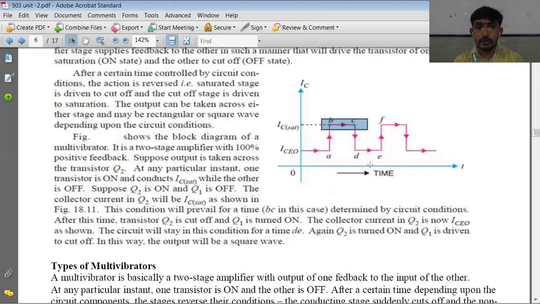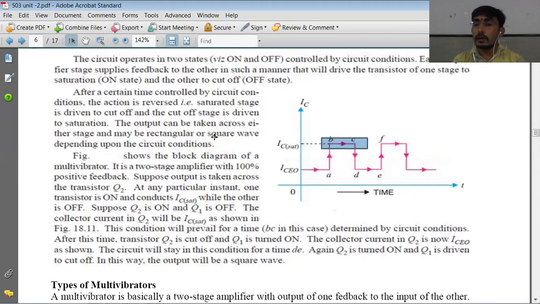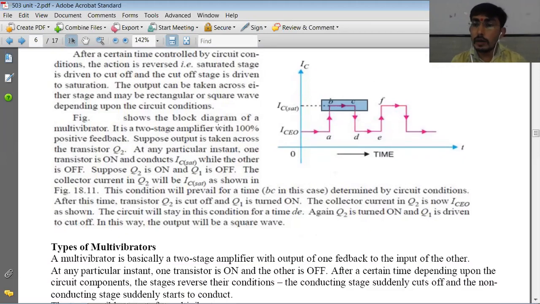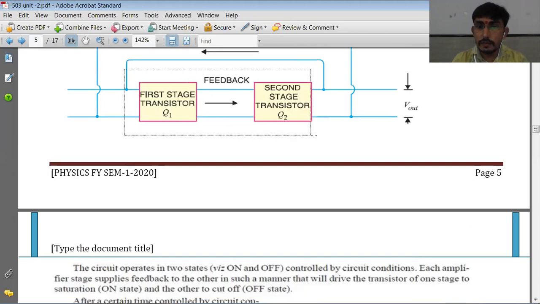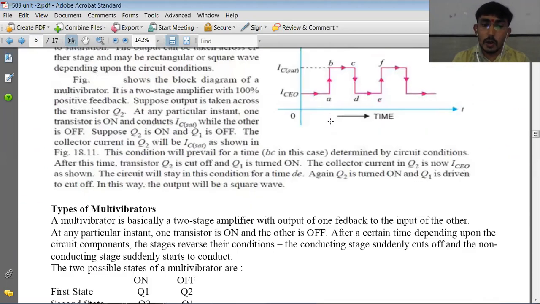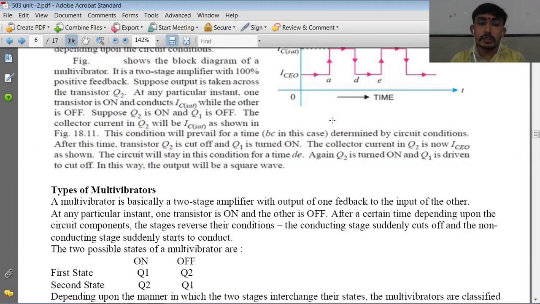That is the value of resistors and capacitors. So this is the principle or working of the multivibrators. So we can say that it has two stages. On the basis of that, there are three types of multivibrators, depending on the on and off states of the transistors.